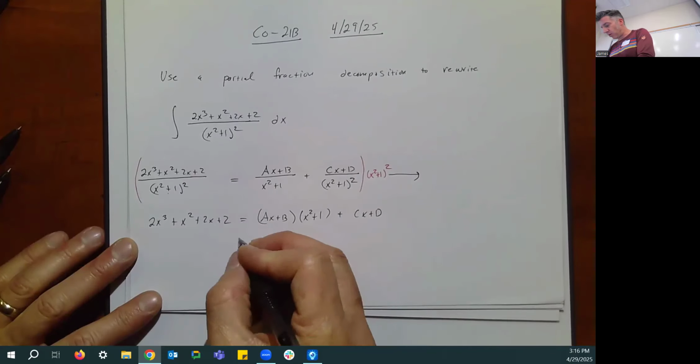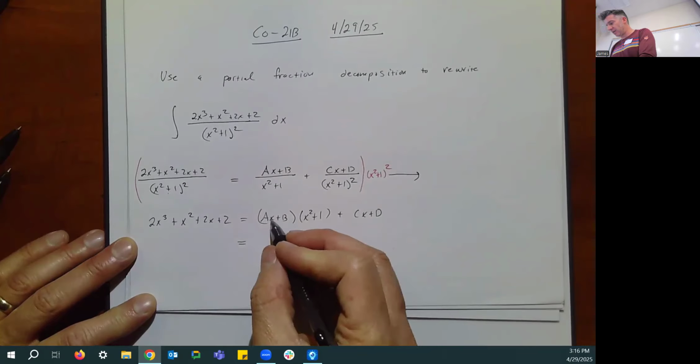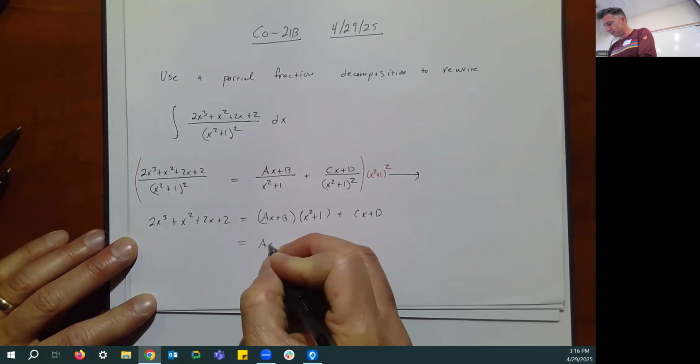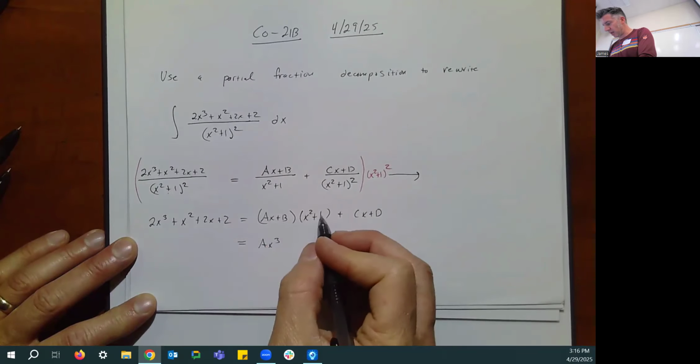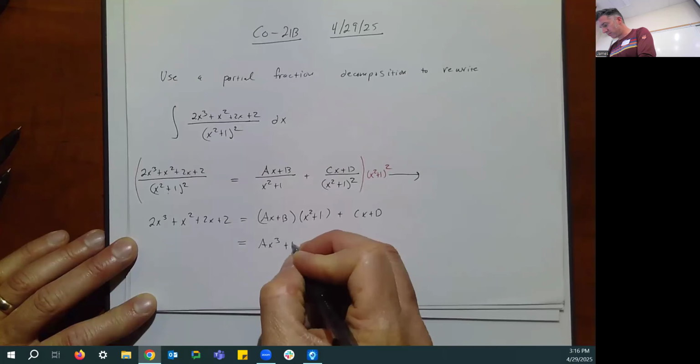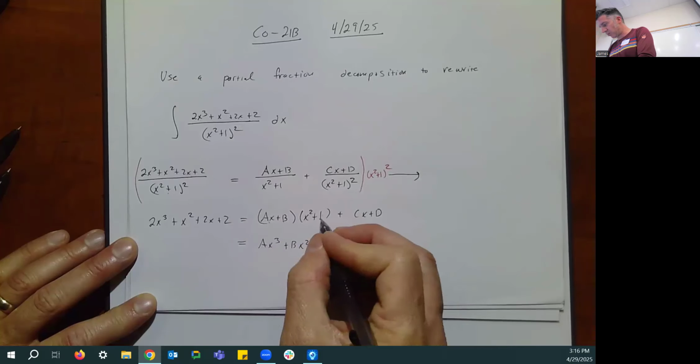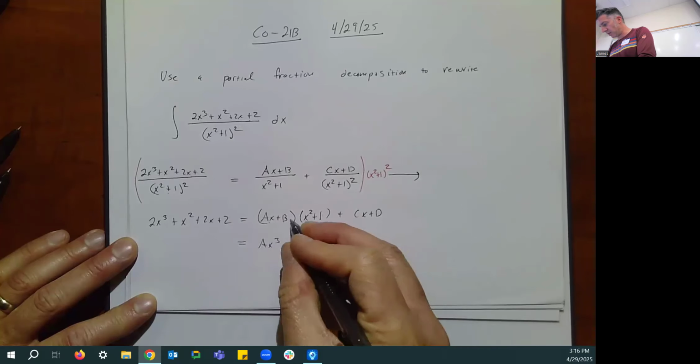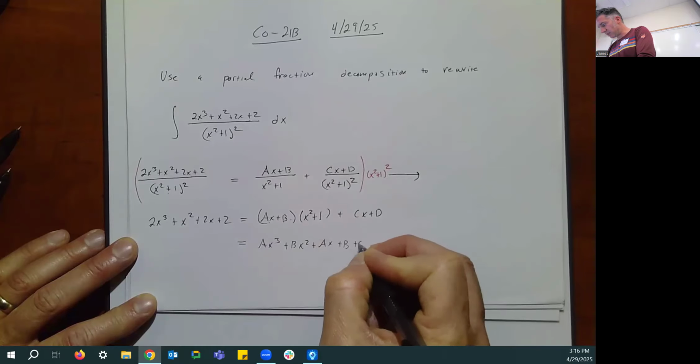So if I multiply out the right-hand side, I get a times x cubed. I get b times x squared. I get ax times 1, and I get b times 1 plus cx plus d.